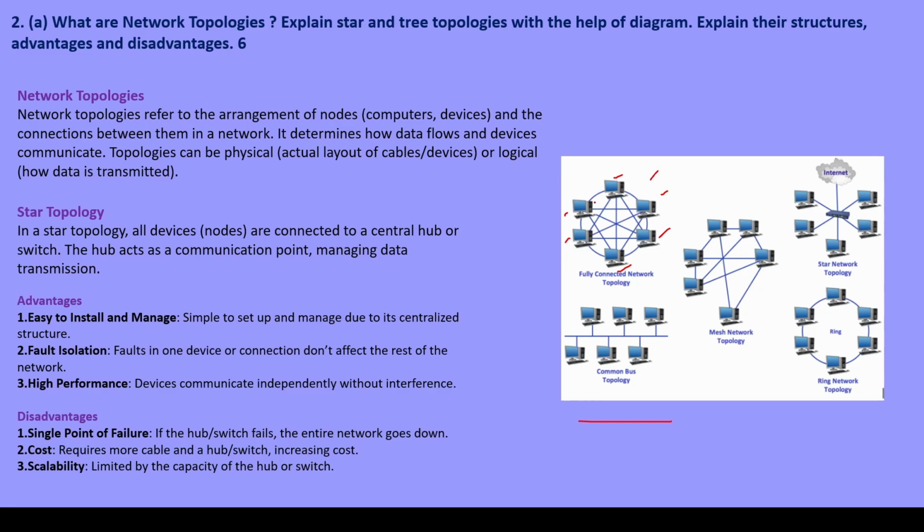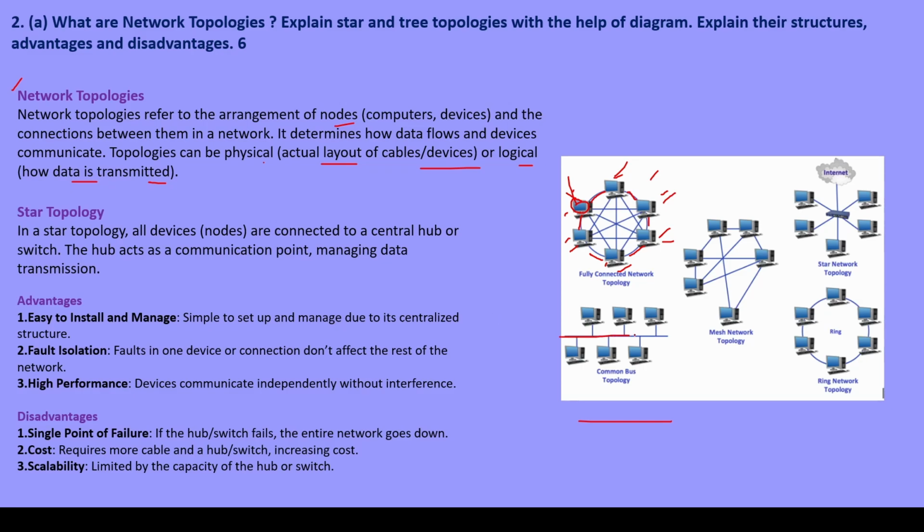Network topology refers to the arrangement of nodes. We call these nodes. The connections in the network determine data flow and how devices communicate. Topology can be physical, the actual layout of cables, or logical, how data is transmitted. These are the transmitted data; you can transfer anything, and that is called data transmission. Suppose one computer shuts down or crashes, then all computers are affected. That's why this is a benefit or advantage to consider.